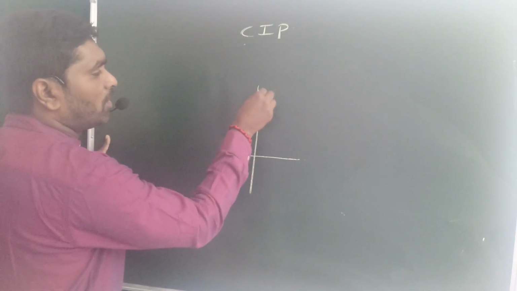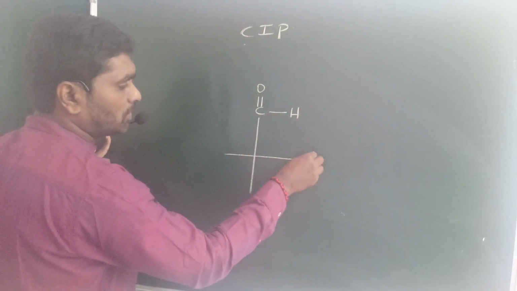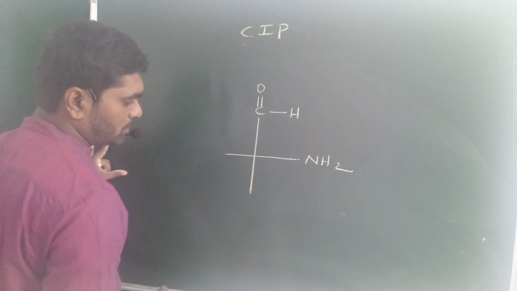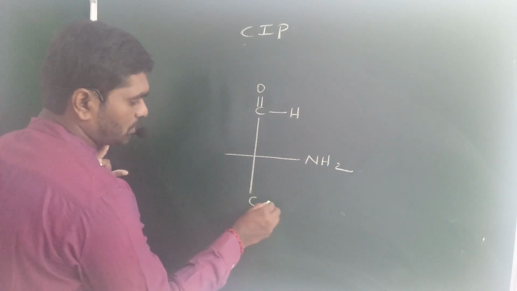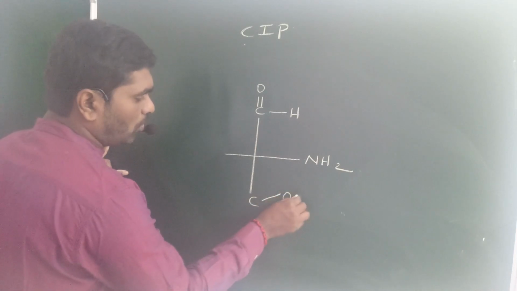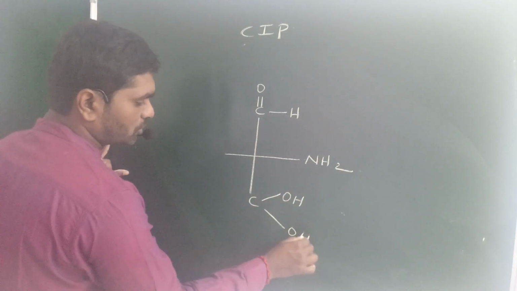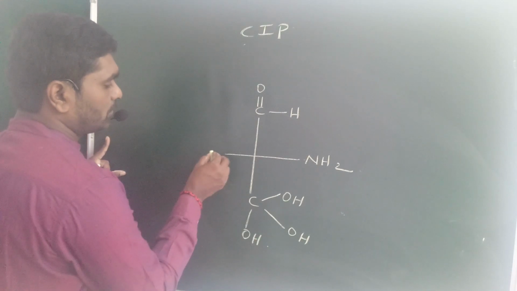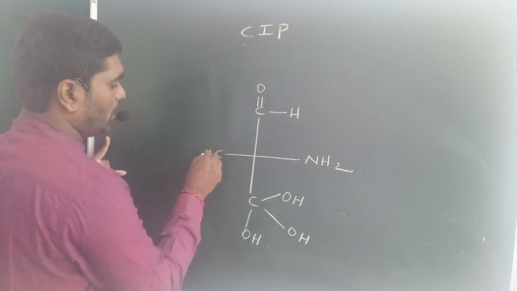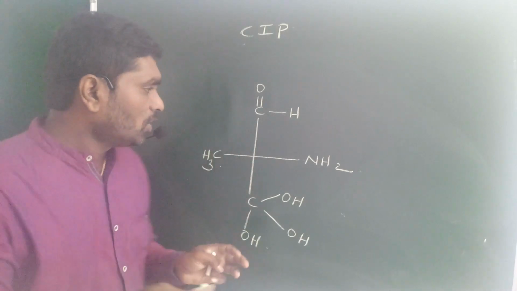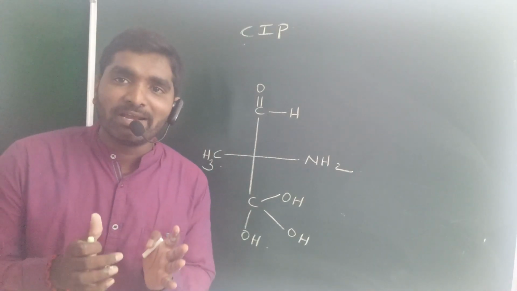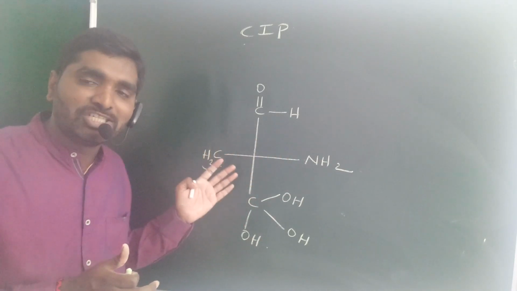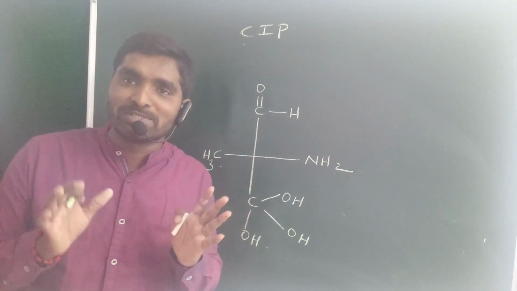C double bond OH, NH2. Next one guys, C, OH, and next one CH3. What is the priority order? Which one may have the more priority? Which one may have the least priority according to the CIP rules?